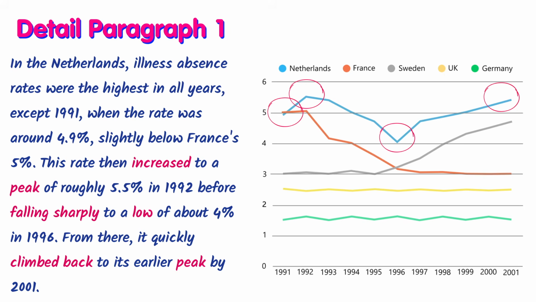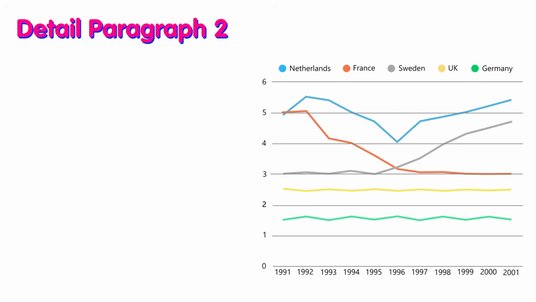This is a very clear analysis of this graph here of the country, the Netherlands. So I talked about the beginning, the peak, and the decrease, and also the increase, which returned back to its peak by 2001. Now, in my next paragraph, I'm going to talk about France and Sweden. So because I'm going to talk about these two countries, I start my paragraph with the names of these two countries.